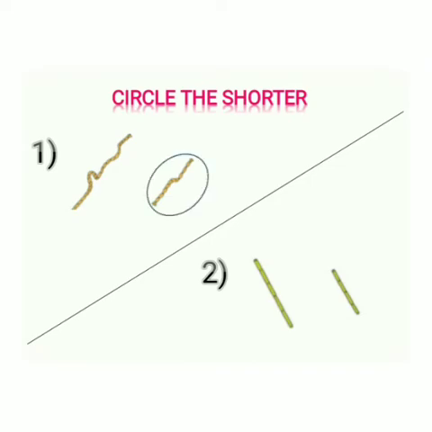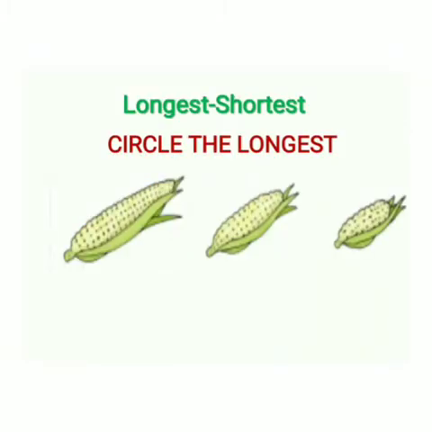Now the second example. What can you see in the given picture? Yes, two bamboo sticks. Now identify which one is shorter. Try to find out by yourself. Very good. The second one is shorter. Now let's proceed further. Next topic is longest or shortest.